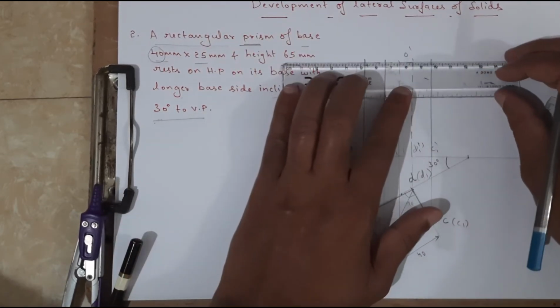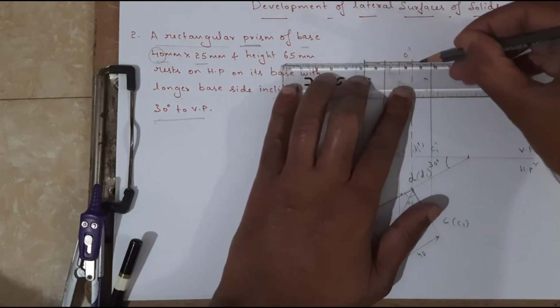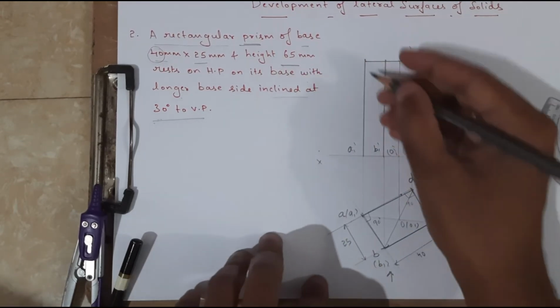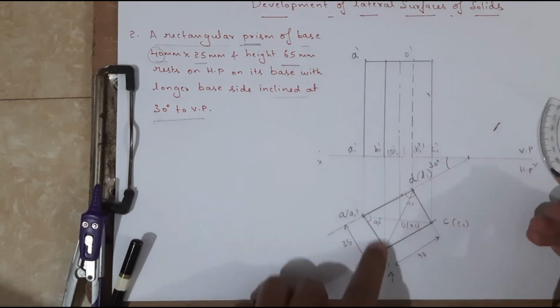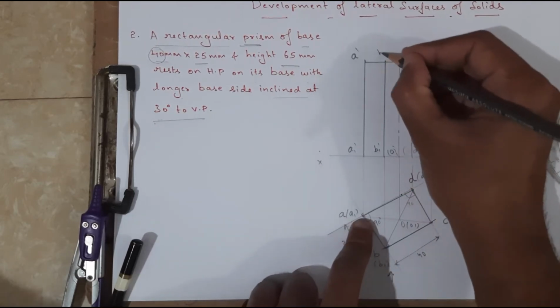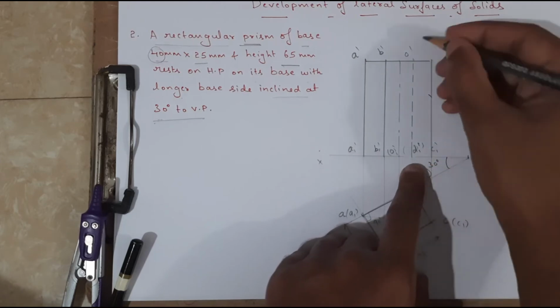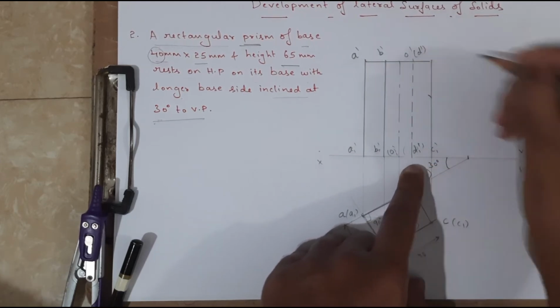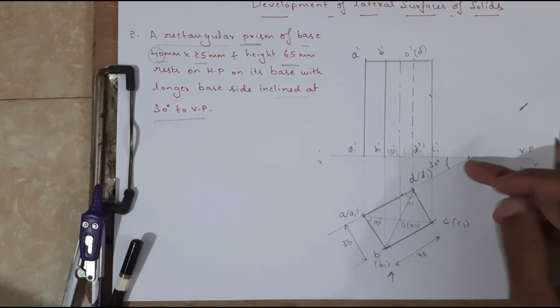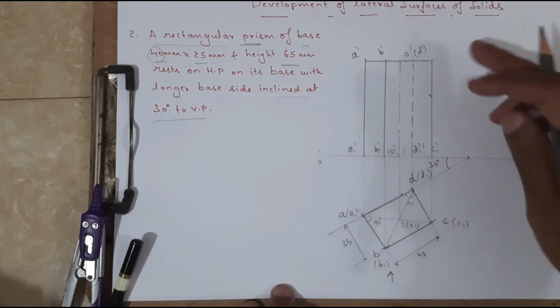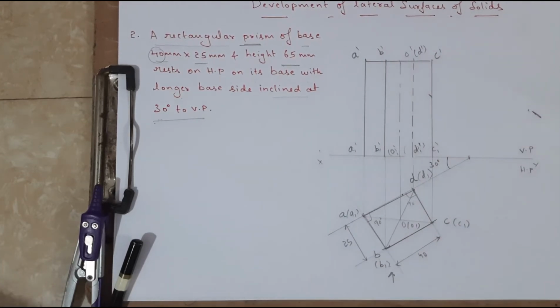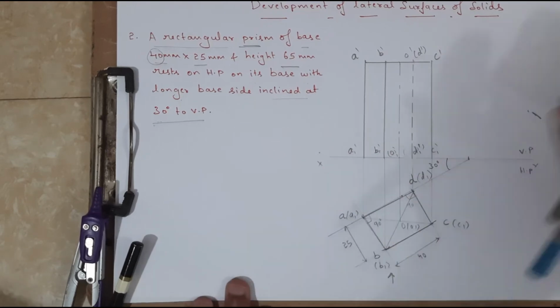This represents the invisible line. Okay. A1 dash to A dash is visible. B1 dash to B dash is visible. Whereas D1 dash to D dash is invisible, therefore it must be in parenthesis. In the same way, C1 dash to C dash is also visible.